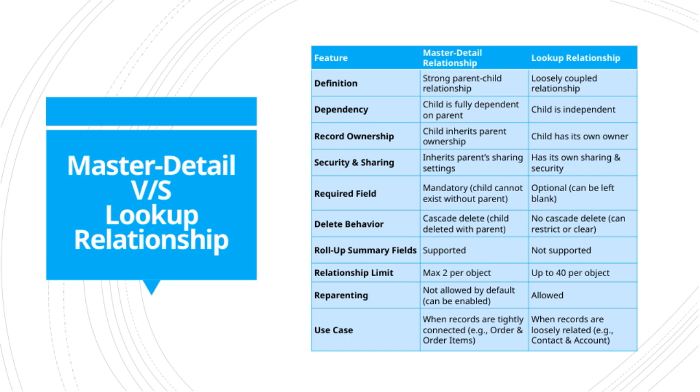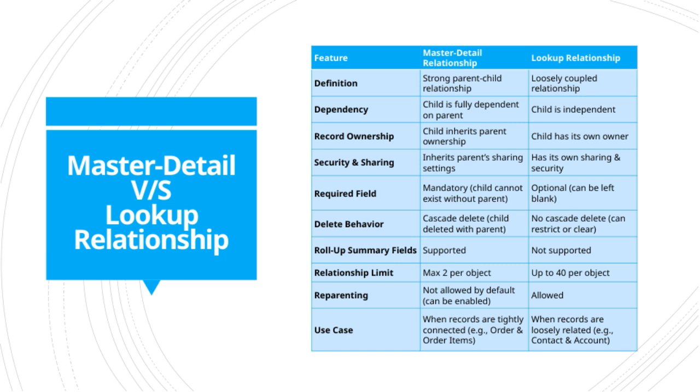Now, regarding required fields, in a master detail relationship, the parent is mandatory. The child record cannot exist without a parent. For lookup relationships, the link is optional, so the field can be left blank. This is important depending on your data model needs. When deleting records, a master detail uses cascade delete. Deleting the parent will automatically delete all associated children. In lookup relationships, deleting the parent does not affect the child unless you specify otherwise.